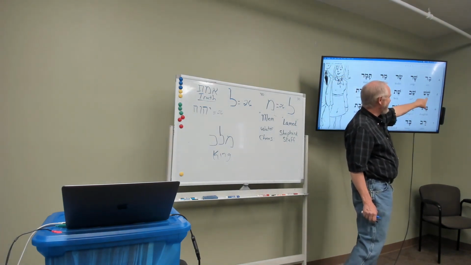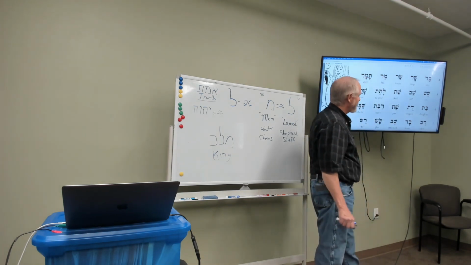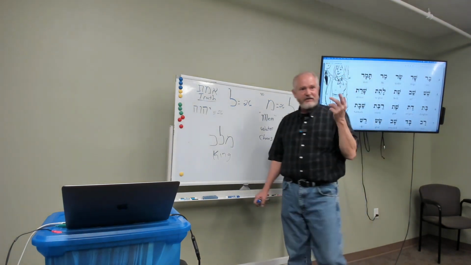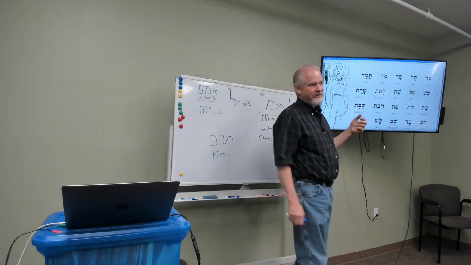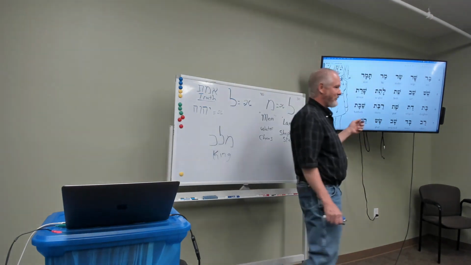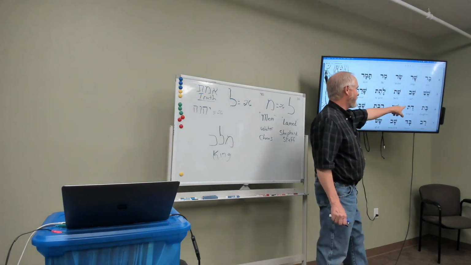Line 5. Shesh. Shesh, isn't that amazing? 6 is shesh. How do you say 6 in Spanish? Seis. Oh, I wonder where it all came from, right? It goes back to the Hebrew.